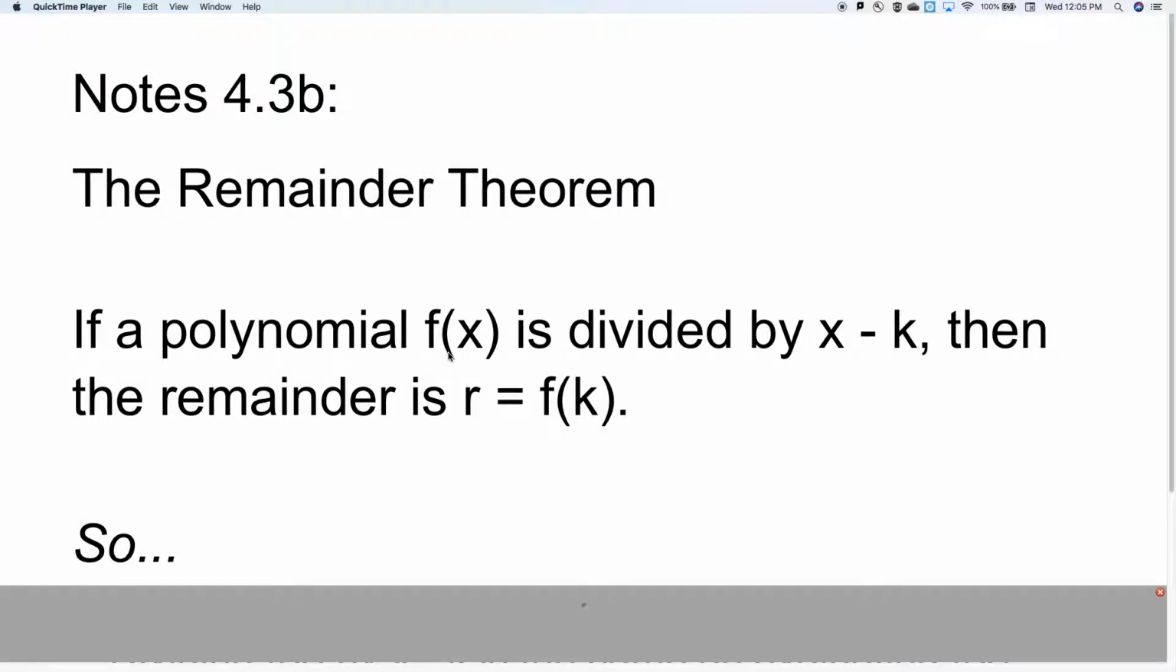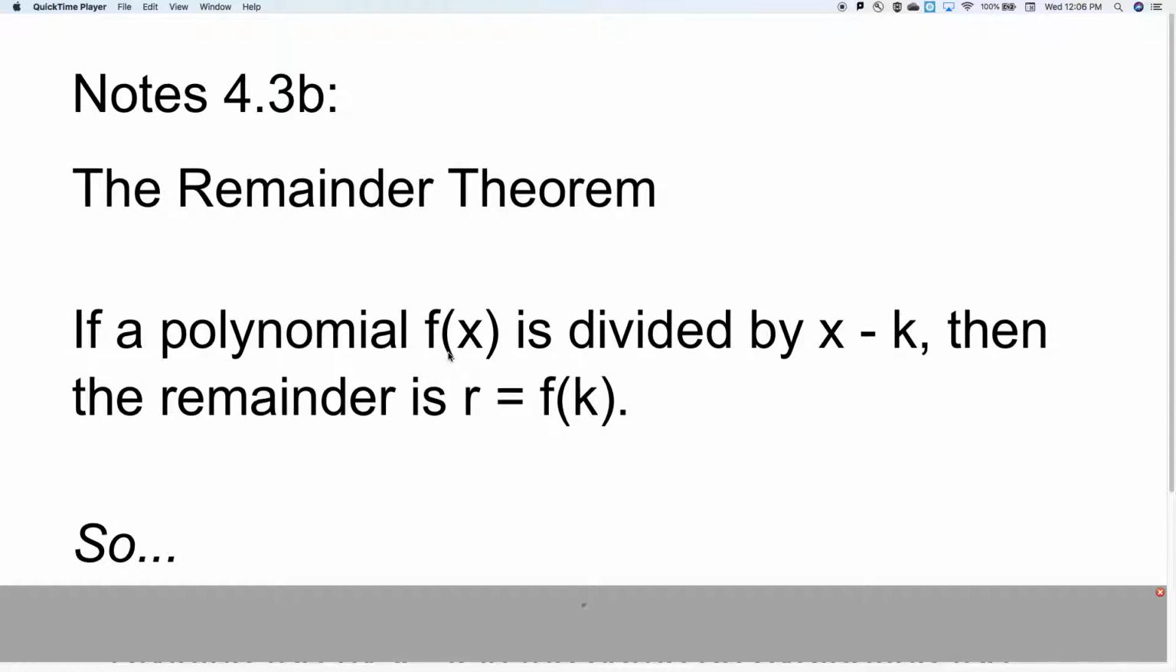Okay, so today we're talking about something called the remainder theorem. Obviously, it's all about the remainder. Like in long division, if we think back to our warm-up, the remainder was the thing at the very end. And the same is true for synthetic division, right? We talked about the remainder being the very last number you get in synthetic division.